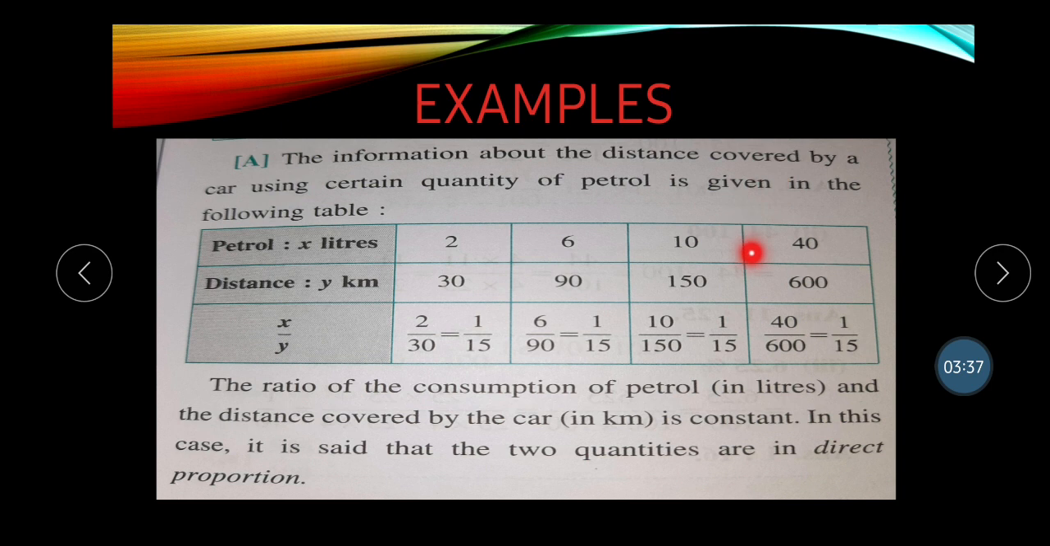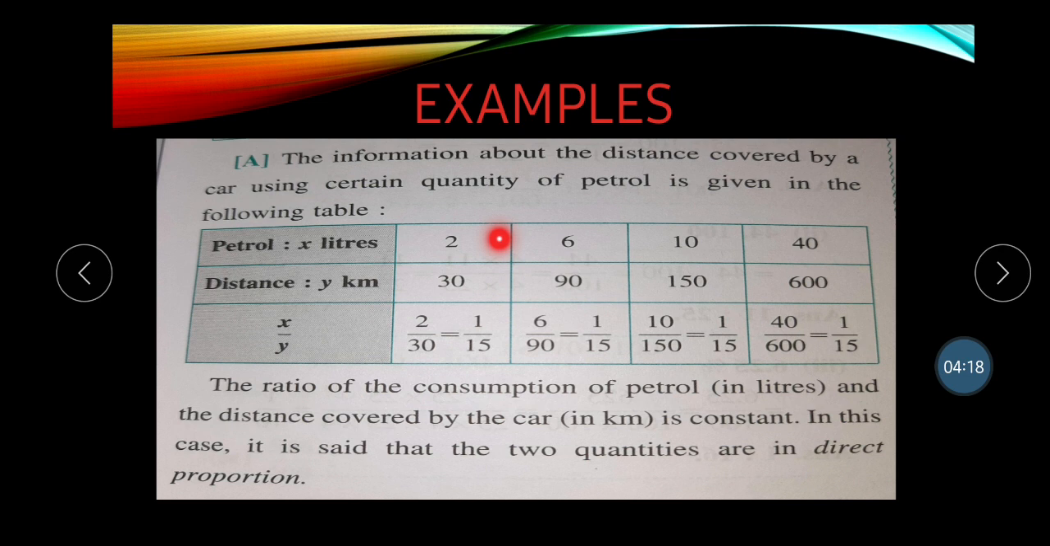Now lastly, when 40 liters of petrol is consumed, 600 kilometers distance is covered. So 40 upon 600 we are writing in fraction form. The 0s cancel, what remains is 4 upon 60. In the table of 4, 4 ones are 4 and 4 15s are 60. So 1 upon 15. Children, you can see all the ratios here are the same, that is constant. The petrol and the distance are changing, but you can see the values remain constant.